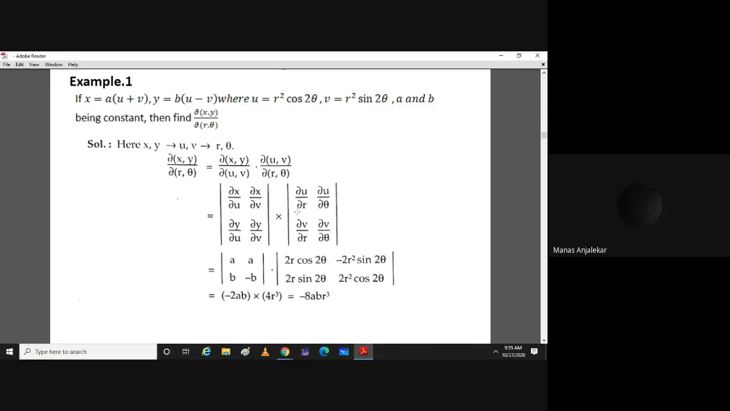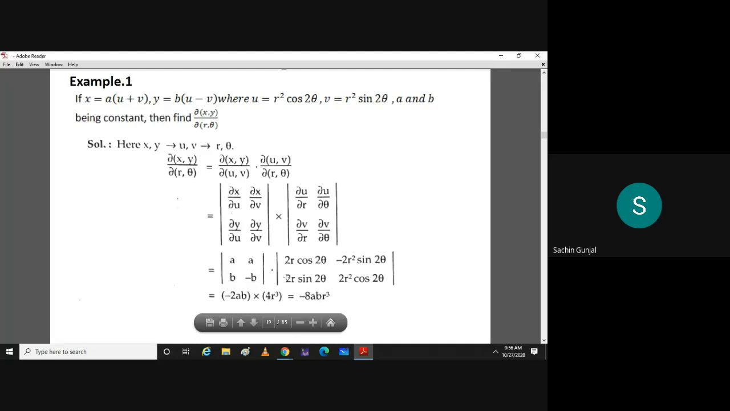Then the second Jacobian, u with respect to r, theta is constant. So 2r cos 2 theta, u with respect to theta. So r square cos 2 theta, derivative is minus sin 2 theta into 2. So this is minus 2r square sin 2 theta. Then v with respect to r is 2r sin 2 theta and v with respect to theta is r square into derivative of sin 2 theta is cos 2 theta into 2.